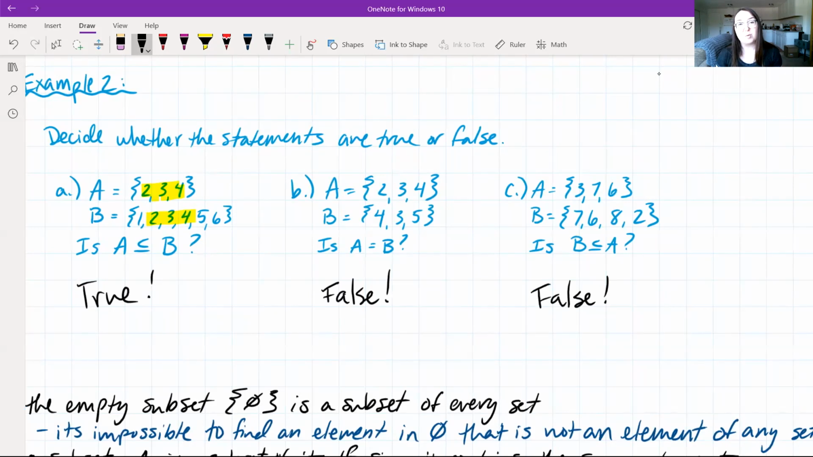Even if it were the other way around, if we were saying, well, is A a subset of B then? If we were considering that, well, A wouldn't be a subset of B since B doesn't contain 3. So we see that either way, right? That's still going to be false.